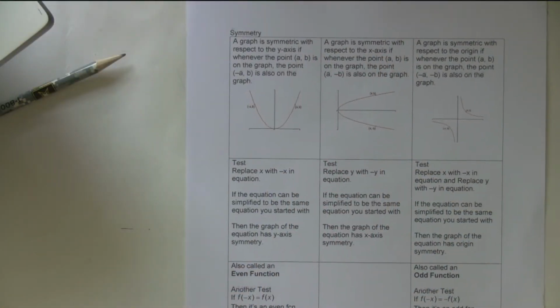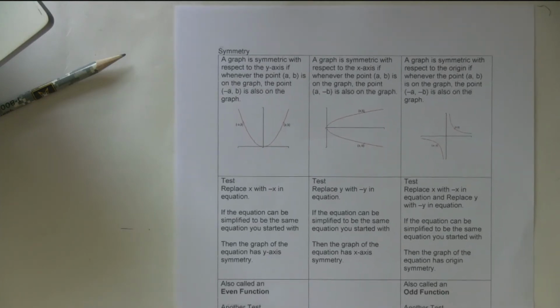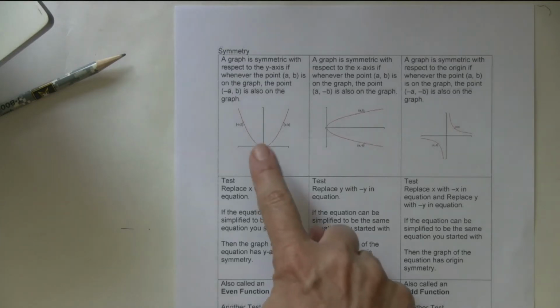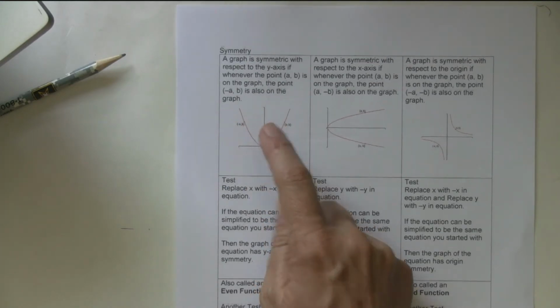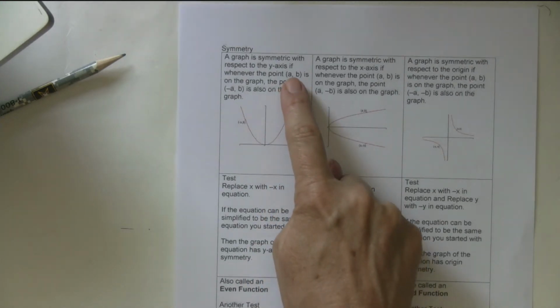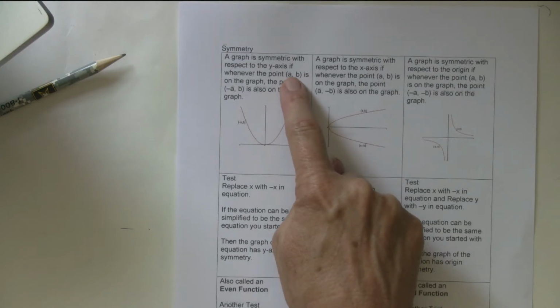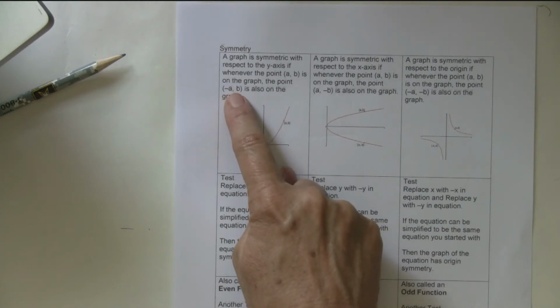And so they talk about in your book, and later they'll talk about more symmetry, but in 1.1 they just talk about 3 symmetries. They talk about symmetric with respect to the y-axis. And so this is y-axis symmetry. So you can see here's the y-axis, and you can see it looks the same on either side. And they make this note that something is symmetric with respect to the y-axis if every time a point AB is on the graph, the corresponding point negative AB is also on the graph.